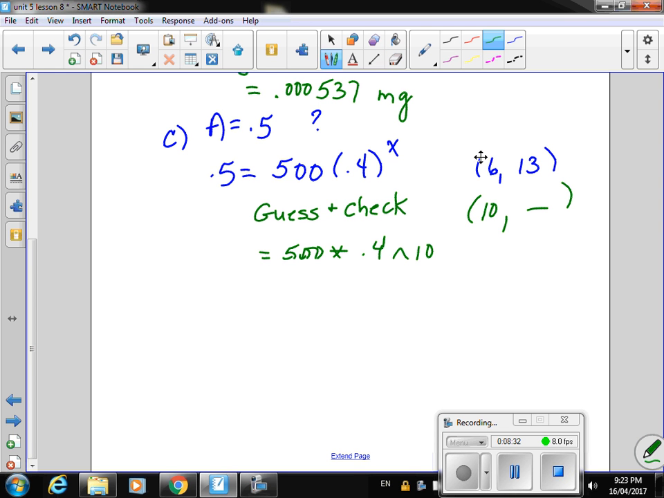You wait. Next year we have some neat strategies to try. 500 times 0.4 to the 10, so 10 time intervals have passed, gives 0.5, approximately. So we take a reasonable guess and then check our answer till we get there.